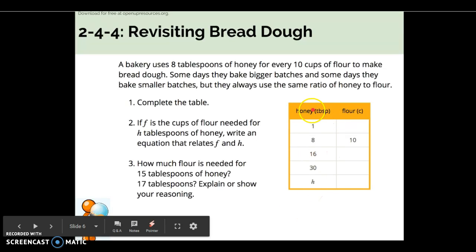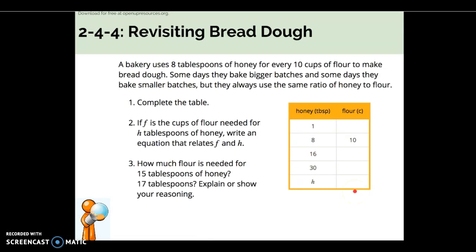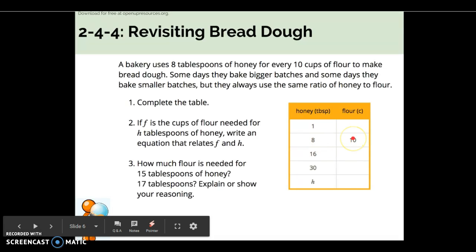So we want to write an equation in regards to F and H. So same thing, determine a relationship. How can we go from 8 to 10? And then we would write that as H times our constant of proportionality equals our flour.